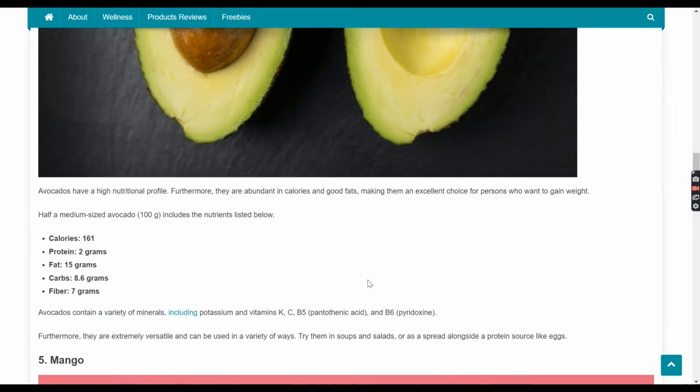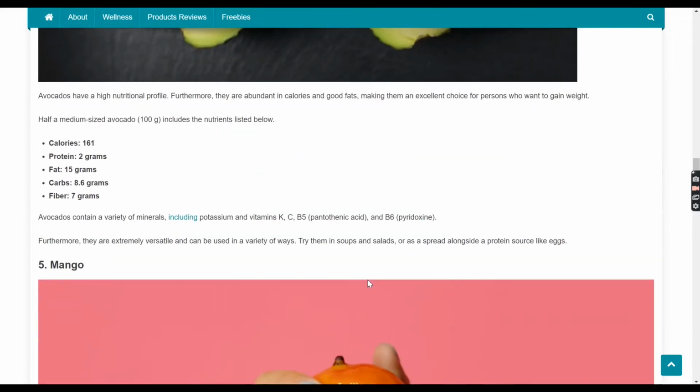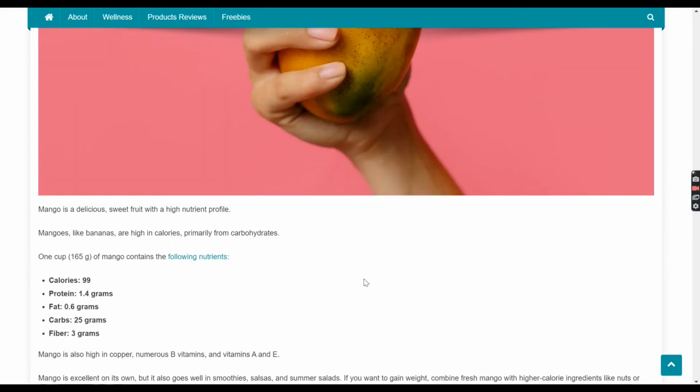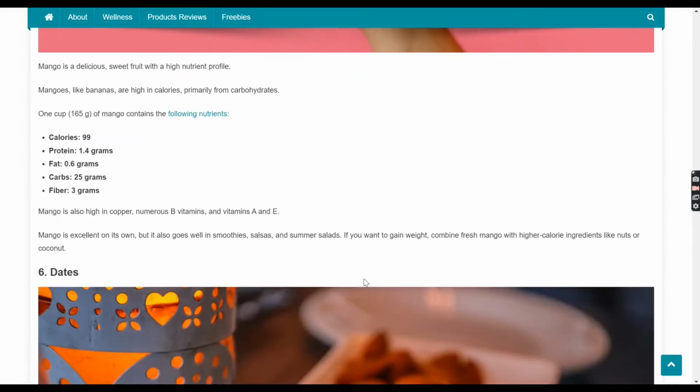Avocados contain a variety of minerals, including potassium and vitamins K, C, B5, and B6. Furthermore, they are extremely versatile and can be used in a variety of ways. Try them in soups and salads, or as a spread alongside a protein source like eggs.